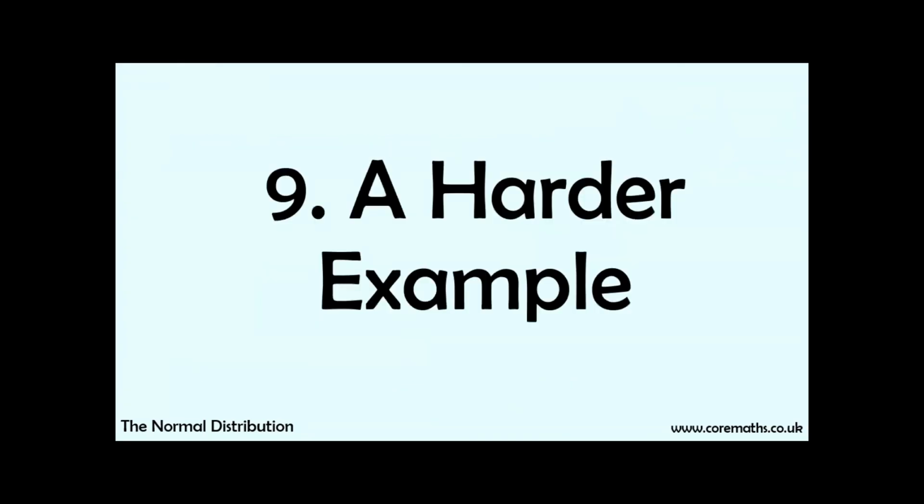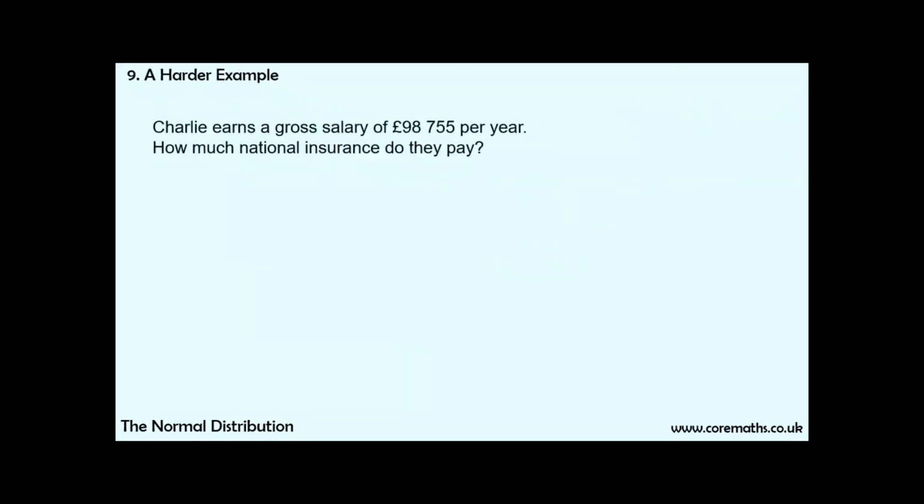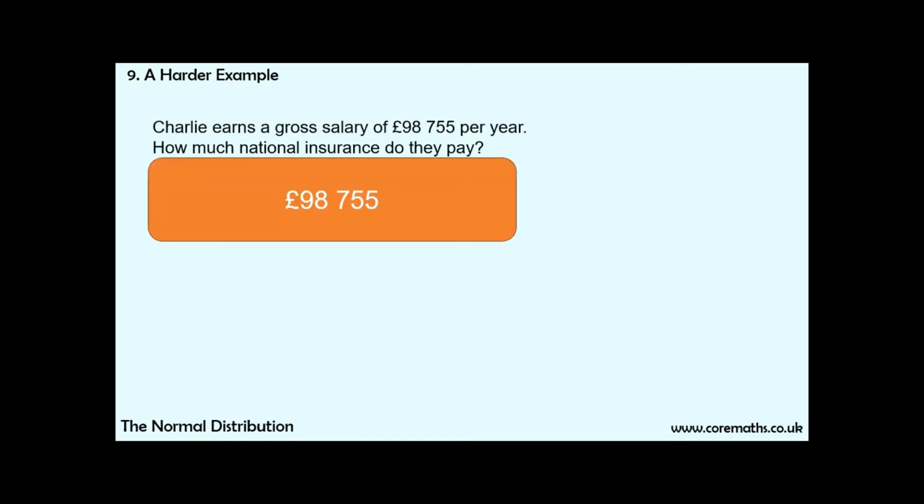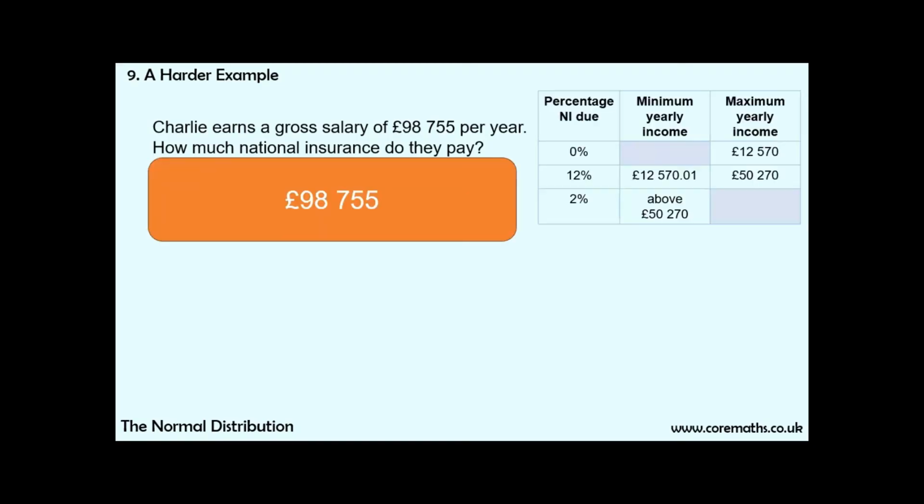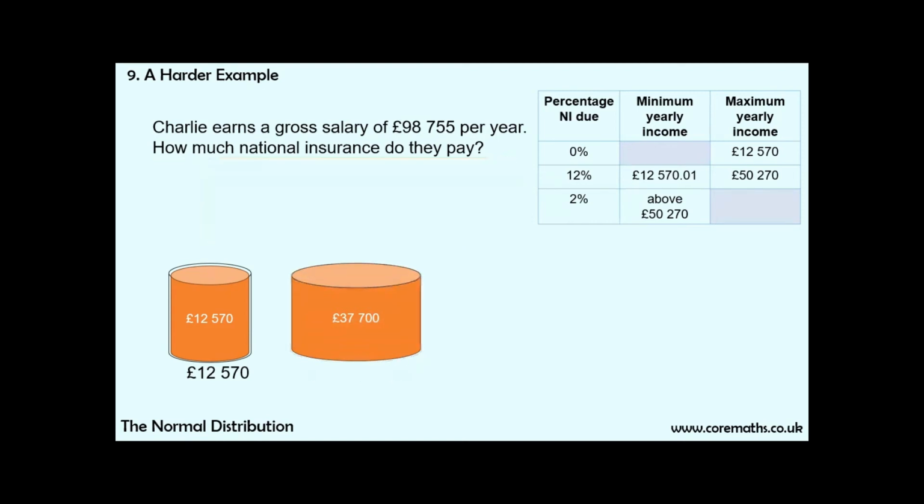I'm going to imagine that in this harder example, you can predict that we're going to have an imaginary person, Charlie this time, earning a lot of money. Correct. 98,750. Massive whacking bar for them. Get that table going. First cylinder, 12,570. They're obviously filling that up. We've got quite a lot left over. 86,000. You can tell they're going to fill up this cylinder too. So they're going to go well past this. 37,700. They've got loads left. How much? Well, 48,485. I'm just subtracting as we go.